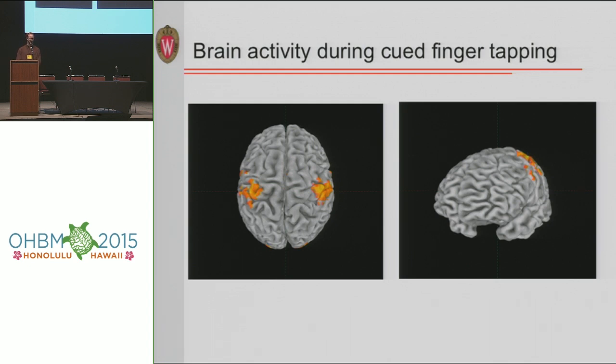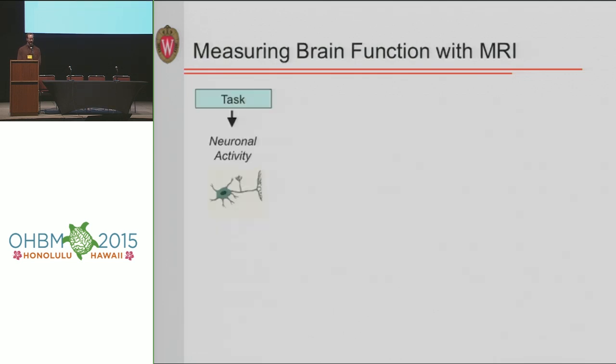Here's some from our own lab showing bilateral finger tapping overlaid onto a surface rendering of a structural image of the brain. So the question is, with all these beautiful images, where does that signal come from? How do we generate these kinds of maps where we can overlay function on top of the anatomy?